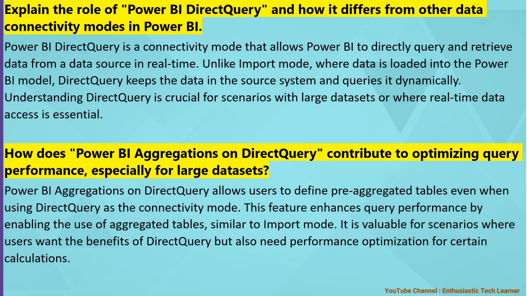Understanding direct query is crucial for scenarios with large datasets or where real-time data access is essential. How does Power BI aggregations on direct query contribute to optimizing query performance, especially for large datasets? Power BI aggregations on direct query allows users to define pre-aggregated tables even when using direct query as the connectivity mode. This feature enhances query performance by enabling the use of aggregated tables, similar to import mode.